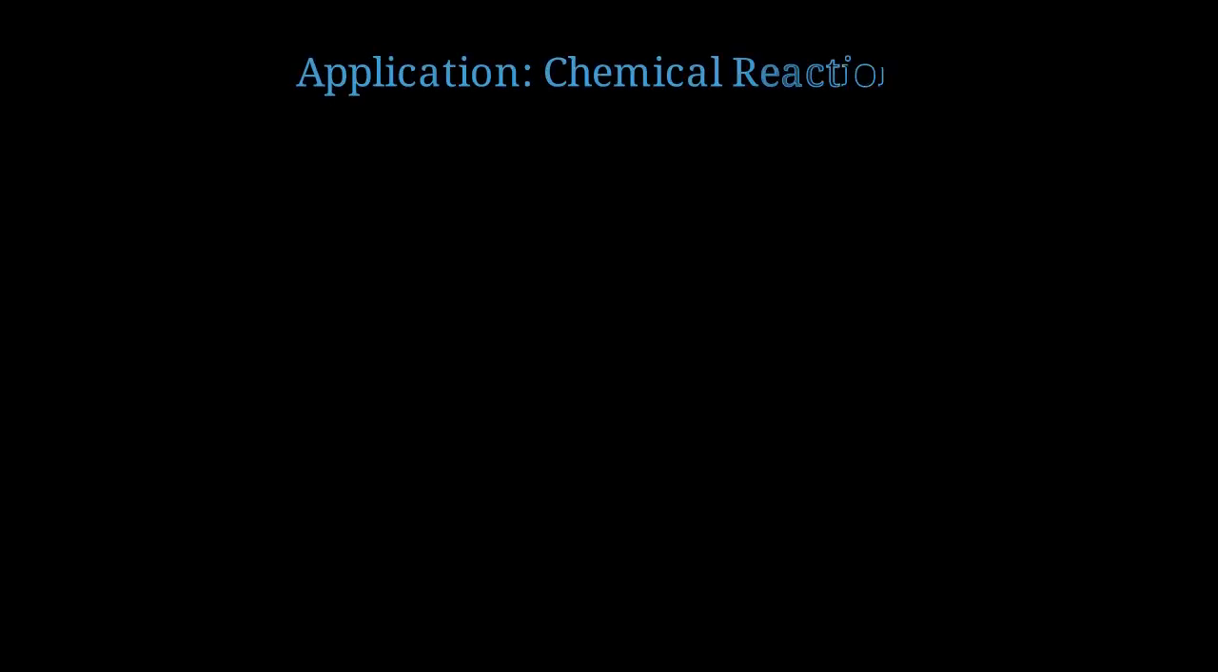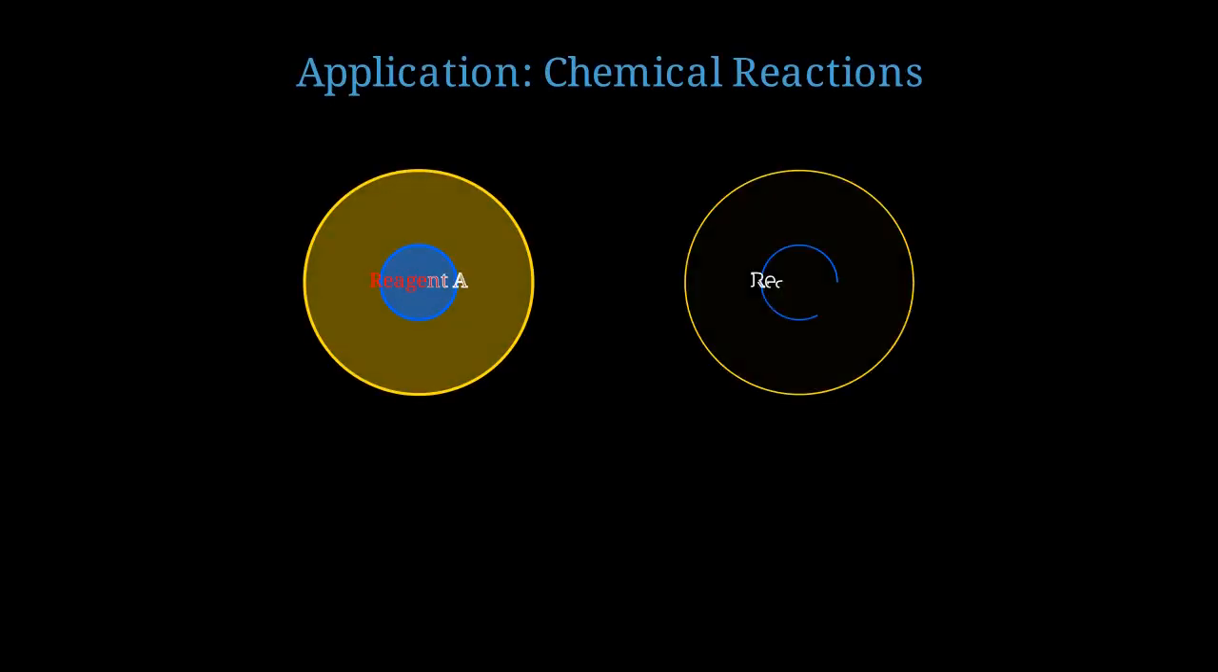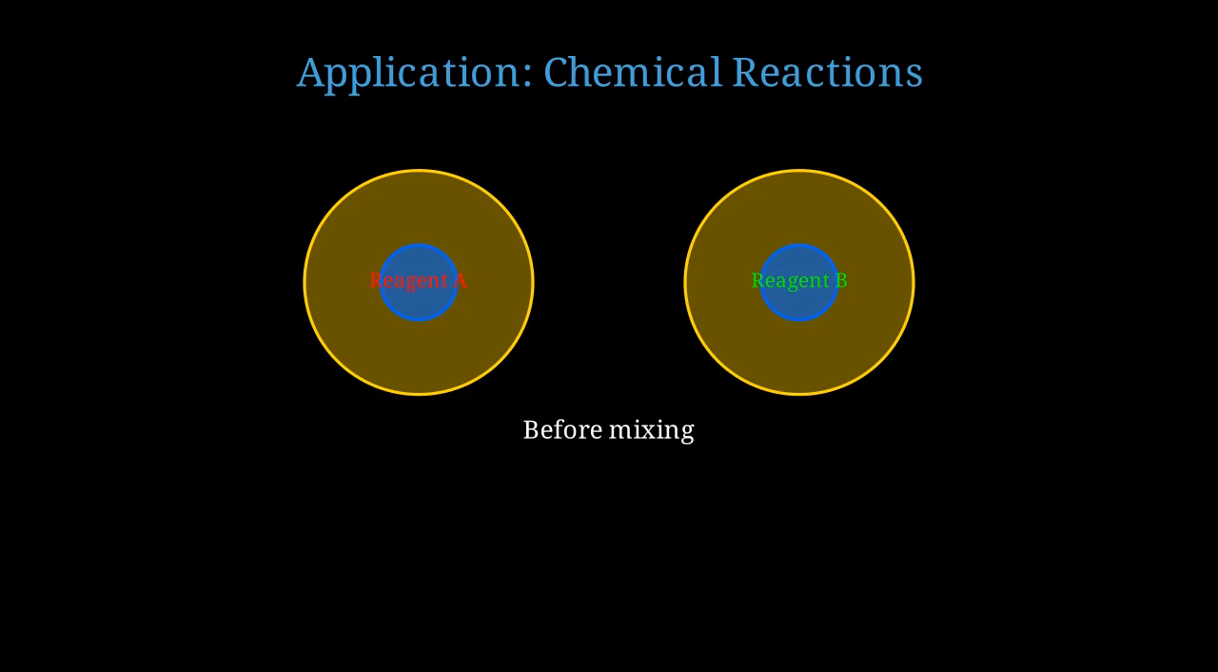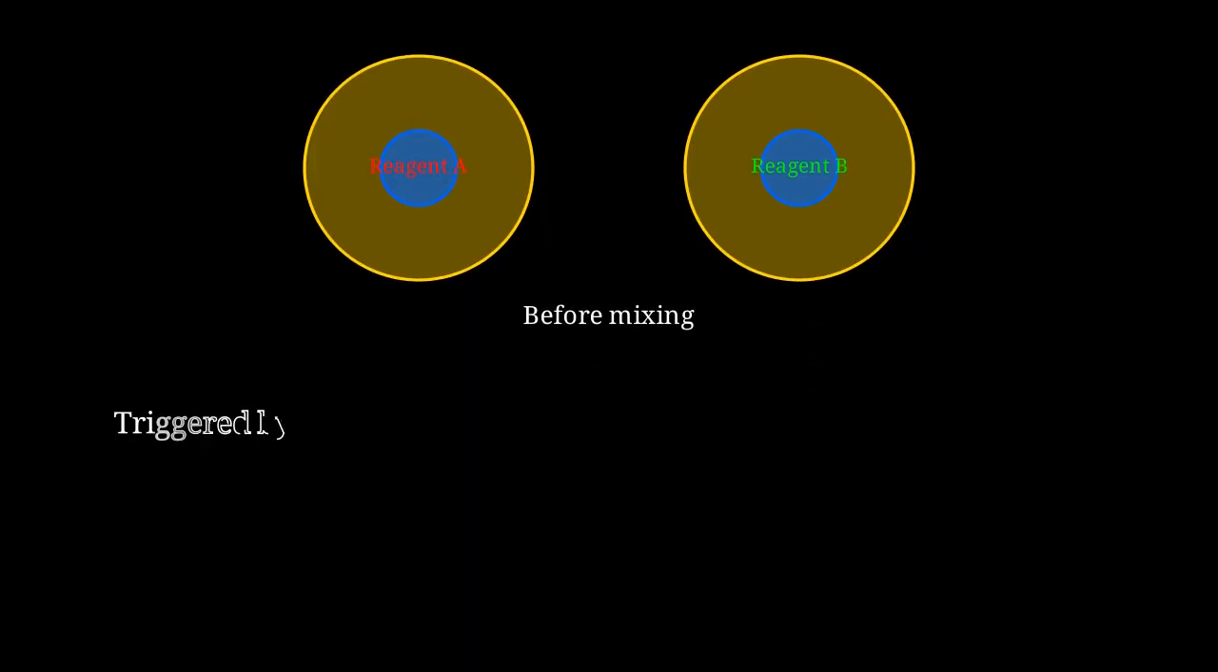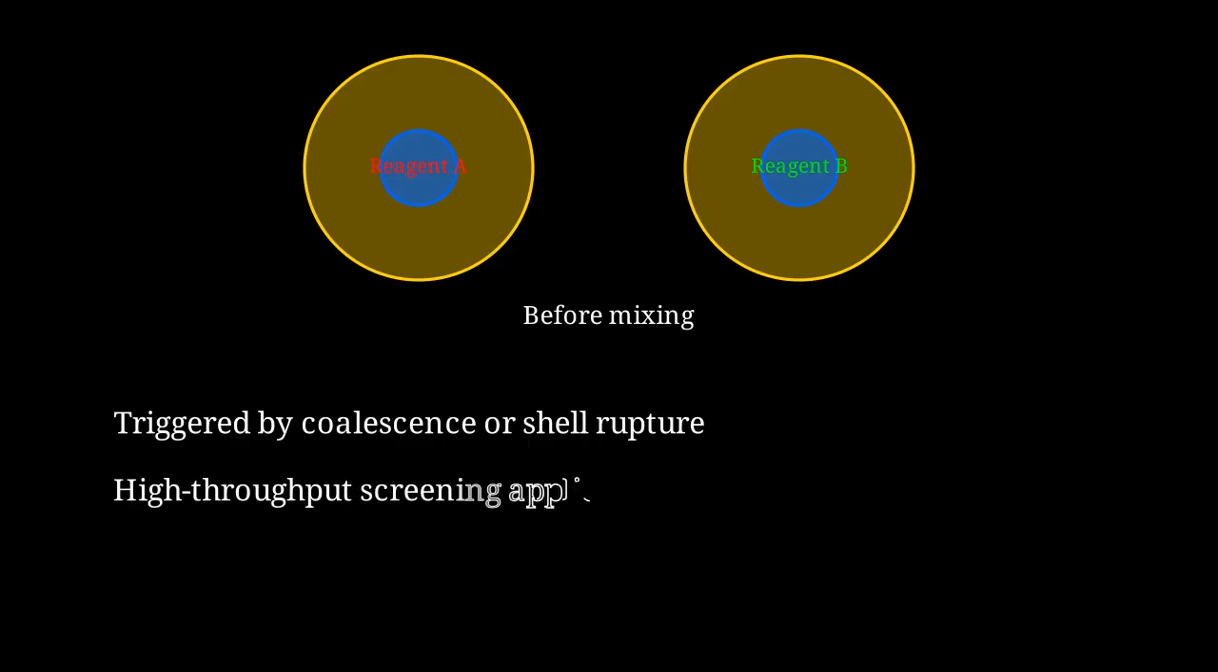Double emulsions are powerful for controlling chemical reactions in isolated compartments. We can encapsulate different reagents in separate droplet populations. Initially, they're isolated and can't react. We trigger the reaction by inducing droplet coalescence or rupturing the shells, allowing reagents to mix only when and where we want. This enables high-throughput screening where each droplet is an isolated microreactor. We can screen millions of reaction conditions in parallel using tiny volumes.